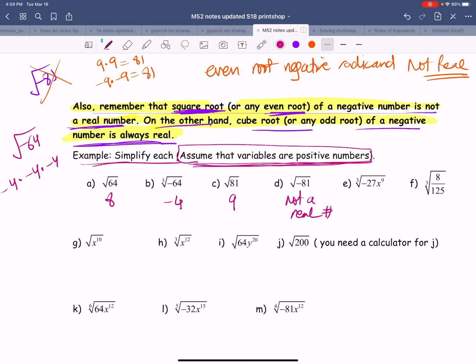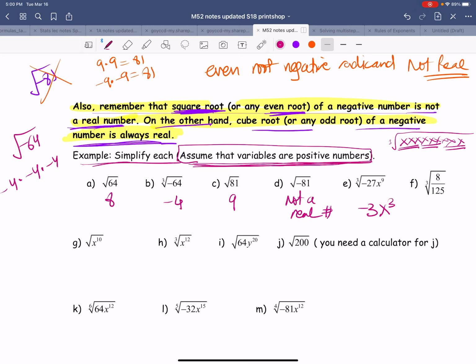Next, we have cube root of negative 27 x to the 9th power. Okay, so cube root of negative 27 is negative 3, because negative 3 times negative 3 times negative 3 is negative 27. And cube root of x to the 9th power. Remember, we have 9 x's: 1, 2, 3, 4, 5, 6, 7, 8, 9. And we are looking for groups of 3 inside. So we have one group of 3, another group of 3, and another group of 3. 3 x's will come out, which is the same thing as x to the 3rd power.